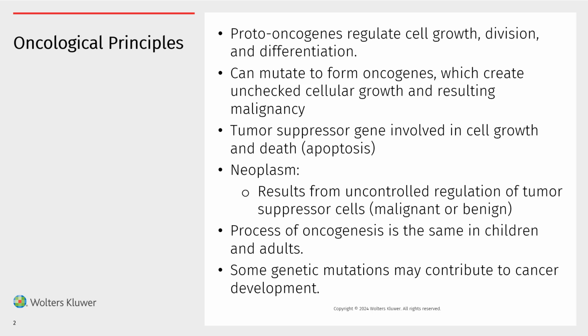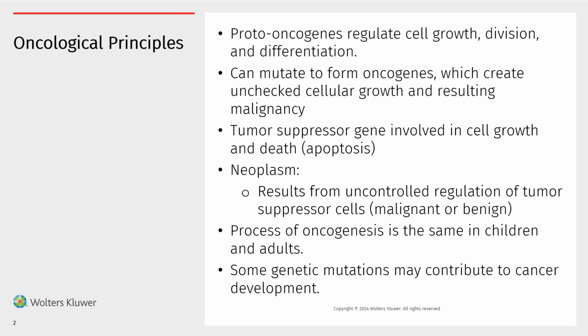So proto-oncogenes, those genes in the body that would promote growth, can have a mutation and cancer growth can occur. They can mutate to form oncogenes, which create unchecked cellular growth, resulting in a malignancy. Tumor suppressor genes involved in cell growth and death occur. That is called apoptosis, and so we're talking about all cancers here.